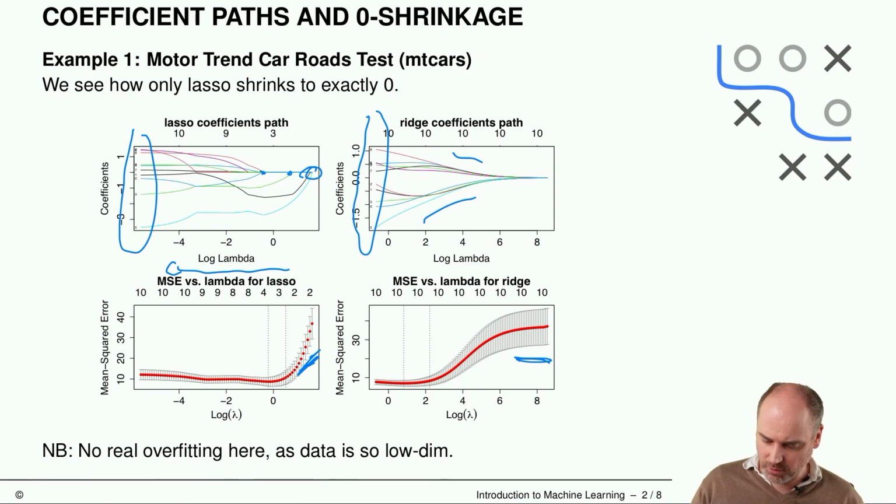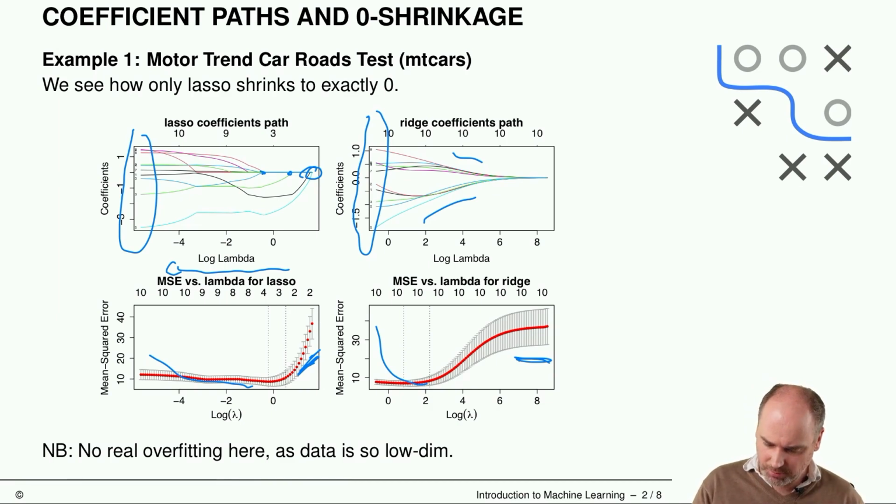There's no real overfitting going on. I guess you can maybe say that the curve here goes a little bit up. We definitely don't have something like this, which mainly happens because the mtcars data set is so low dimensional, so we can't really make the unregularized model overfit too much or at all.